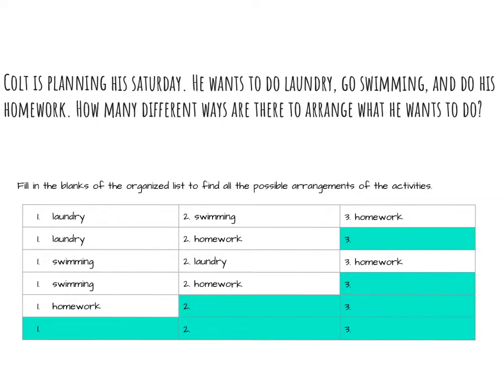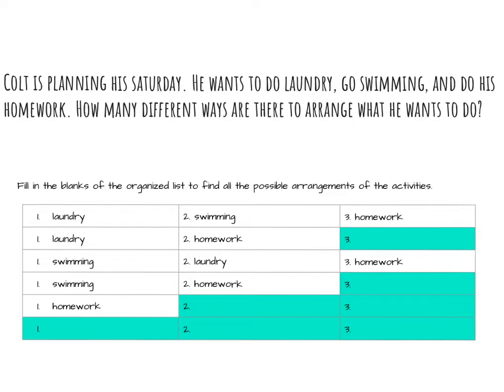So they went ahead and they started filling out this table and they said, okay, if Colt started with laundry, that's the first thing that he did. Then the second thing he did was swimming. Then the last thing that he could do is homework because there's only 3 options that he can do that day. Now there's another way that he could finish his day if he started with laundry, not just this first way.